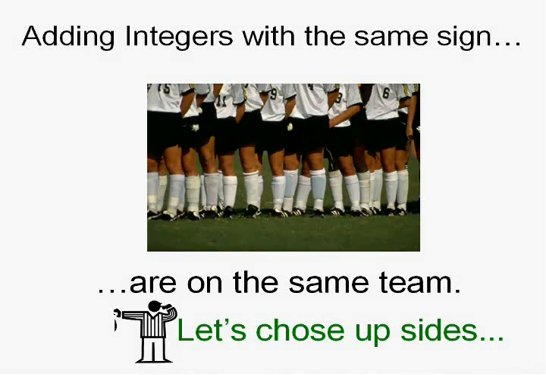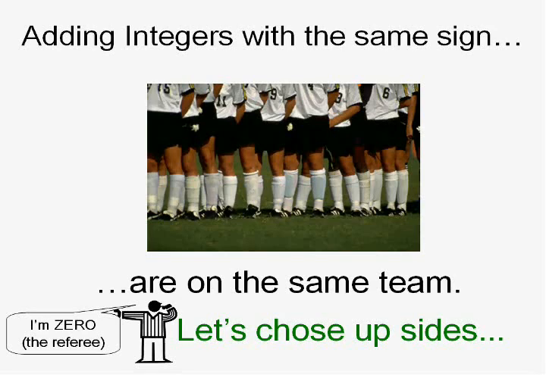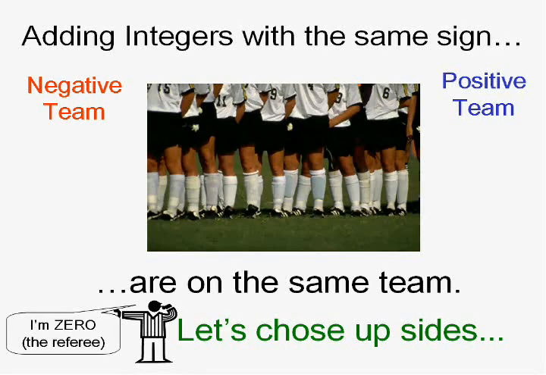Let's choose up sides and demonstrate. 0 will be the referee, okay? We'll have the positive team and the negative team. We're choosing up sides. Your negatives go over there, positives go over there. All the negatives go on the negative team, and all the positives go on the positive team.